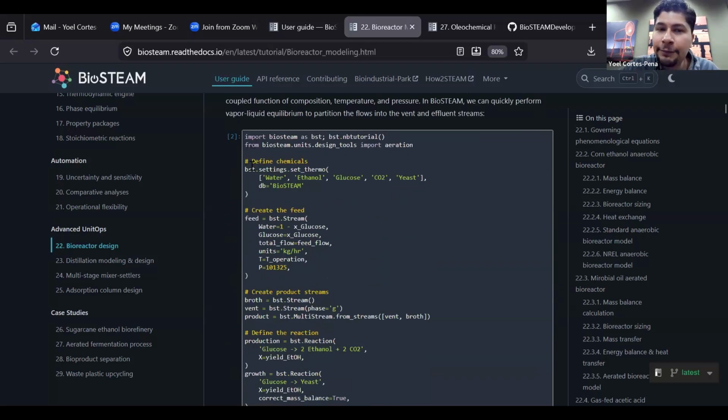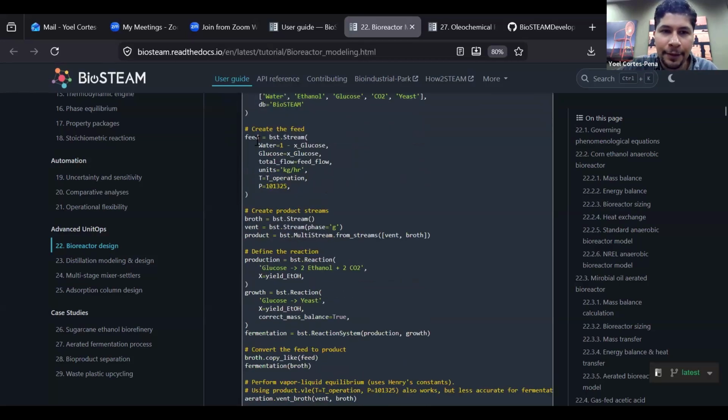So here we are. The first thing we do in BioSTEAM is define the chemicals. Now, BioSTEAM has a number of biorefinery-specific chemicals that are not necessarily official chemicals, right? Like yeast, but it helps standardize the modeling of these components within a biorefinery by using the BioSTEAM database. So here we're defining water, ethanol, glucose, carbon dioxide, and yeast, which is not a normal chemical, into the set of chemicals we're working with.